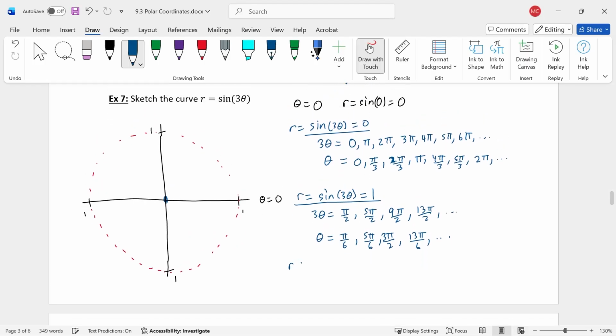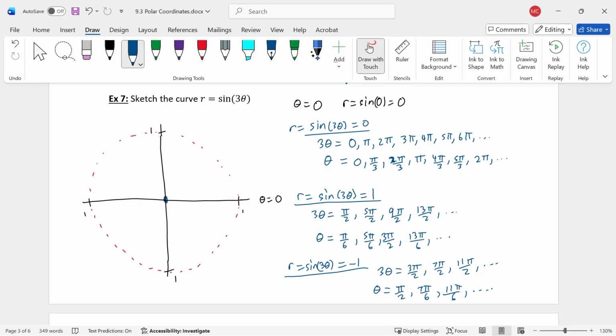And finally, when is sine of 3 theta going to be equal to -1? That's when 3 theta is at 3 pi over 2, or add 2 pi to that, 7 pi over 2, or 11 pi over 2. And again, we could stop there. Anything beyond that will be bigger than 2 pi. So this is pi over 2, 7 pi over 6, and 11 pi over 6.